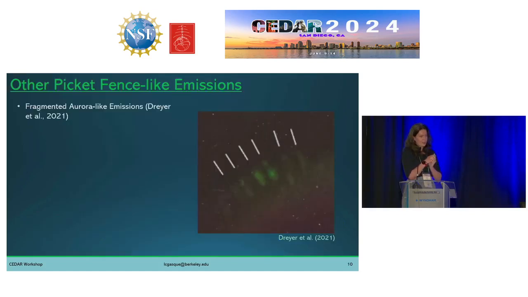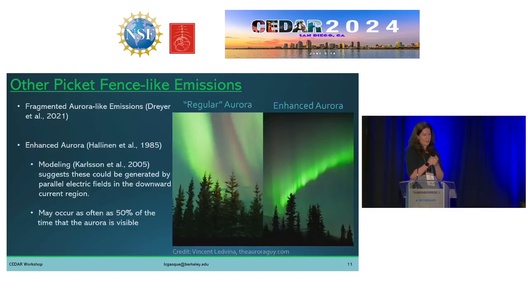In the course of doing this work, we actually noted that there are several features in the aurora that have emissions that are similar to the picket fence. One of these is called fragmented aurora-like emissions. This came out in a paper by Dreyer et al. 2021. These look remarkably like the picket fence. If you look at the spectrum, they are also too green, meaning that they don't have enough, or they don't have any of that N2 plus first negative. But unlike the picket fence, this is on the poleward side of the aurora rather than the equatorward side. So it's possible that this is a similar driving mechanism.